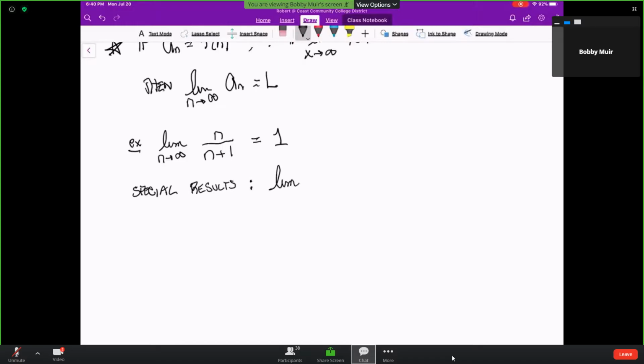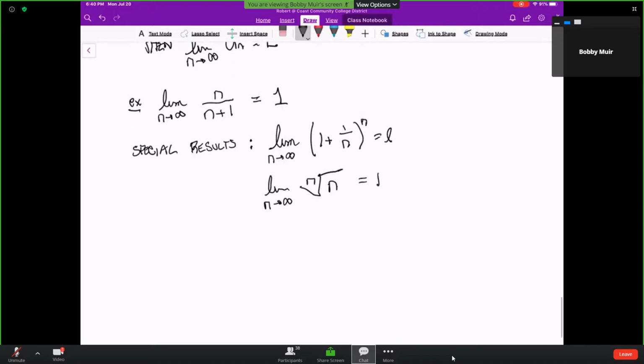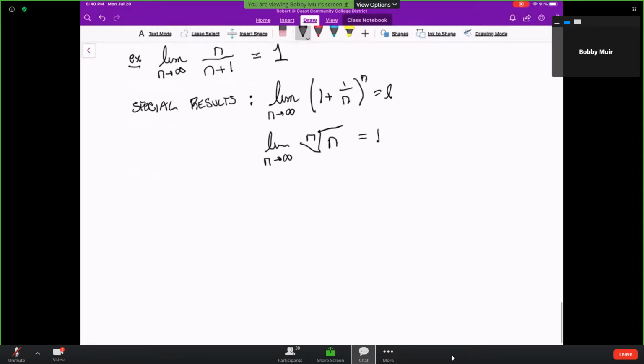The limit as n tends to infinity of 1 plus 1 over n, raised to the nth power, is e. And the limit as n tends to infinity of the nth root of n is equal to 1. So these are some results that we might possibly need in our future.